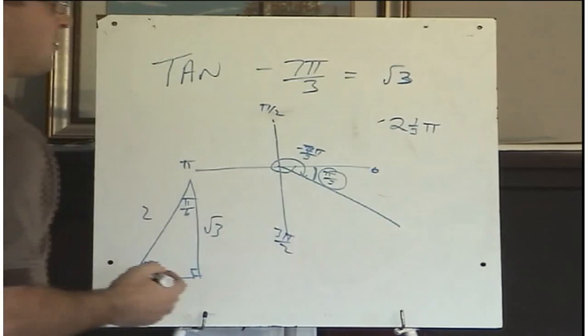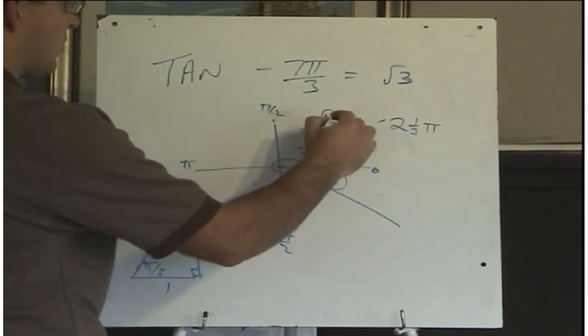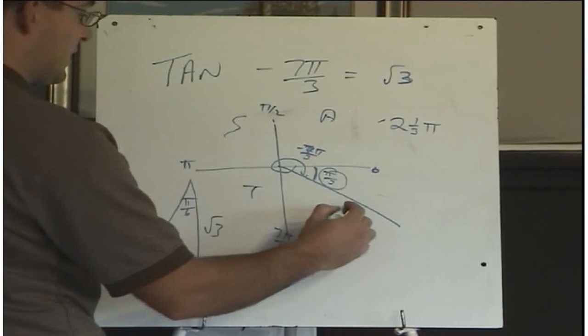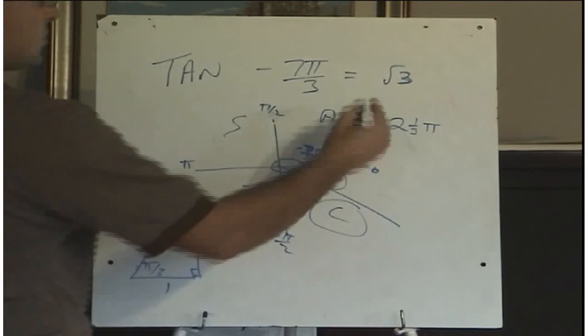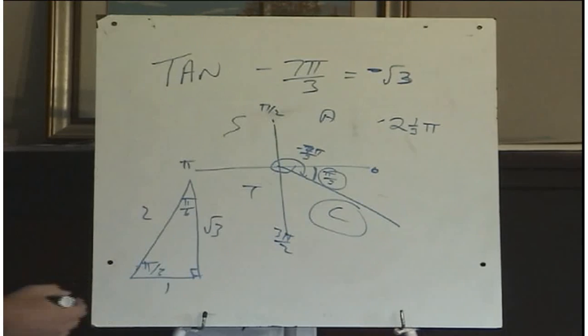And I need to determine whether this is positive or negative. All students take calculus. We're in this quadrant. Calculus is the only positive ratio. So tan must be negative in that quadrant. The correct ratio would be negative root 3.